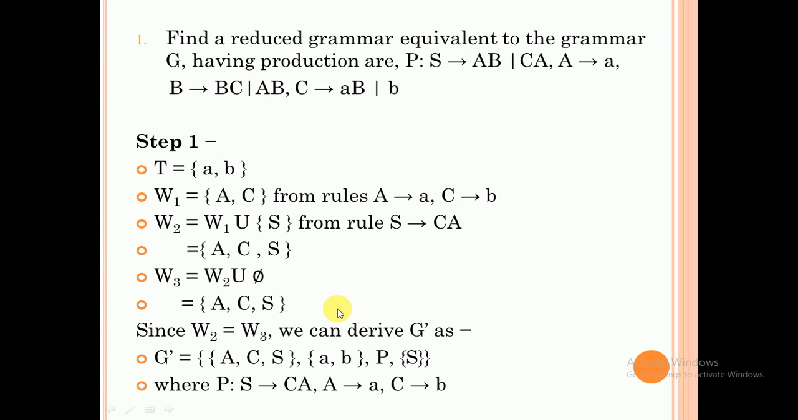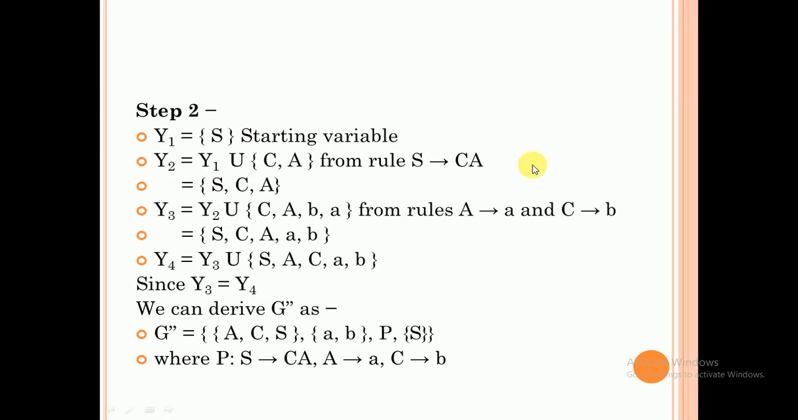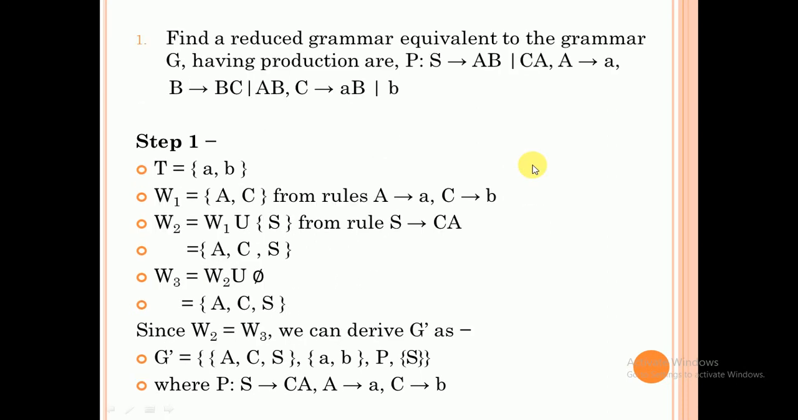So let's take a look at how it is solved. Find a reduced grammar equivalent to the grammar given. Step 1, you need to create sets. Here T is the set of all terminals. So here we have small a and small b. We have been given the two terminals.